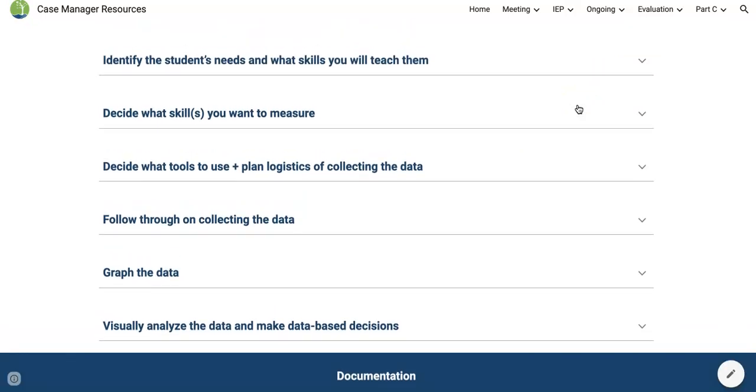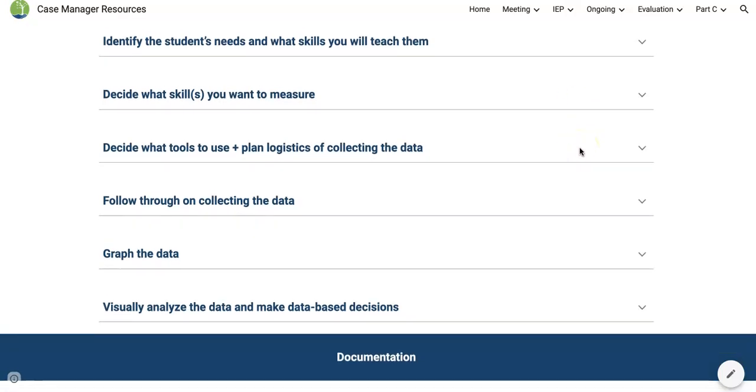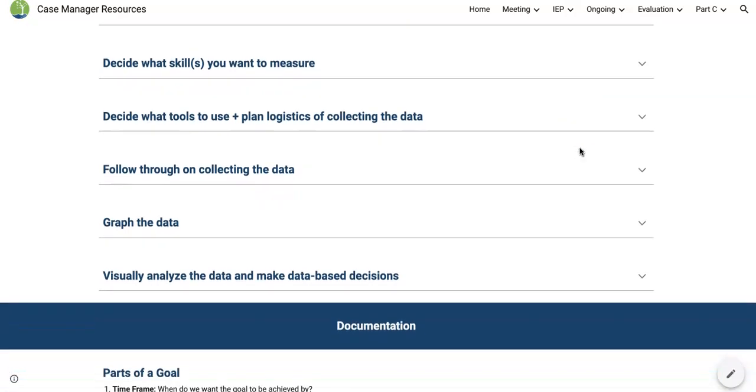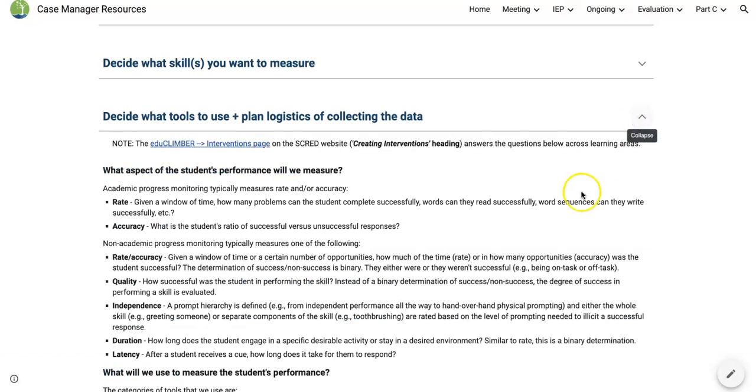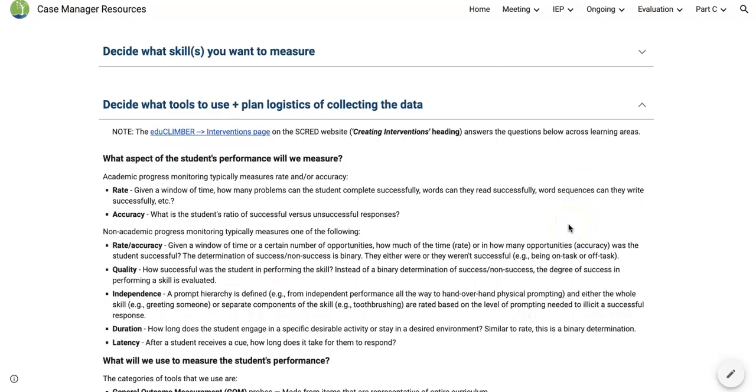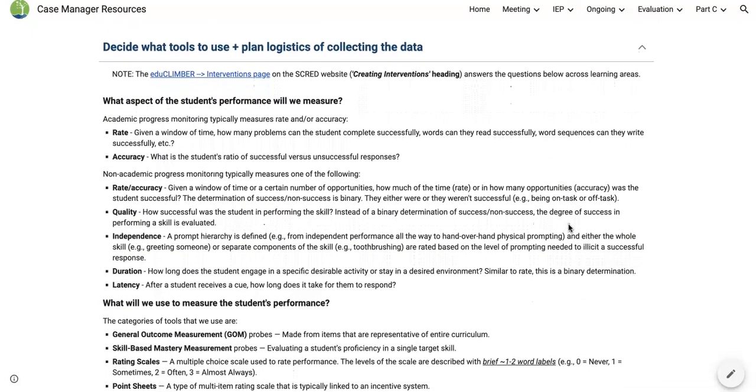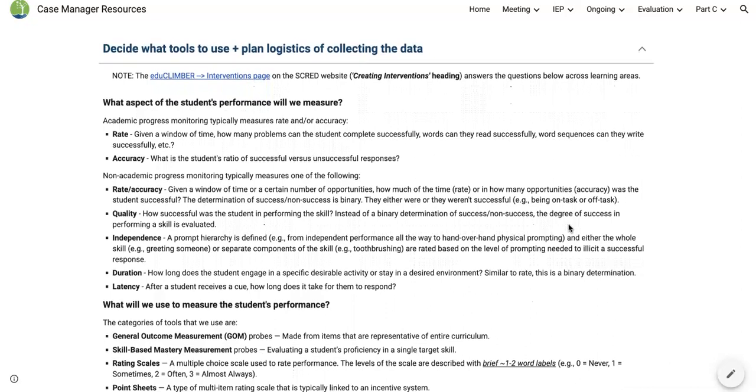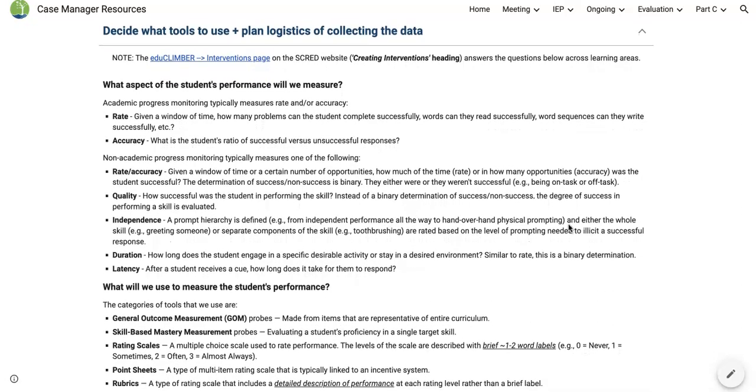So once you've figured out the needs of the student, and once you've figured out what skills you want to measure, then the next thing to think about, and this is all fluid, it doesn't necessarily work super separately, is what tools you're going to use and how you're going to be collecting that data. There are lots and lots of resources and information related to that, because data collection is a whole other component of providing a student with a free and appropriate public education. There are a lot of nuances and details that go into that.